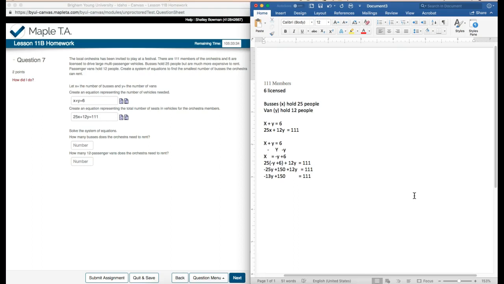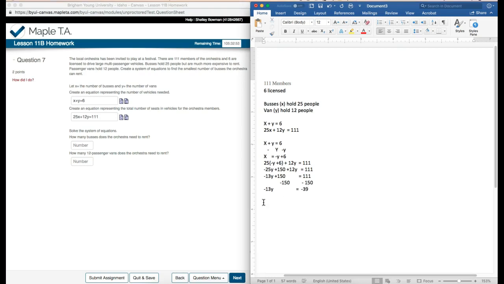Okay, so now I need to continue solving for y by subtracting 150 from both sides. Minus 150 and minus 150. And then positive 150 minus 150 gives me 0. And then 111 minus 150 gives me negative 39 on the right-hand side. And on the left-hand side, I just have this negative 13y. And just to keep all the equal signs lined up, I'm going to do this negative 39.